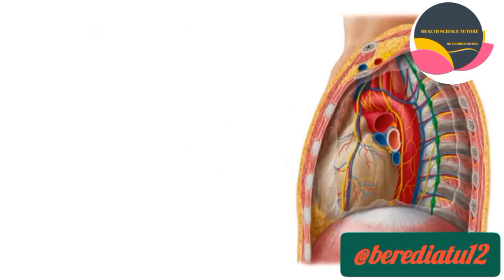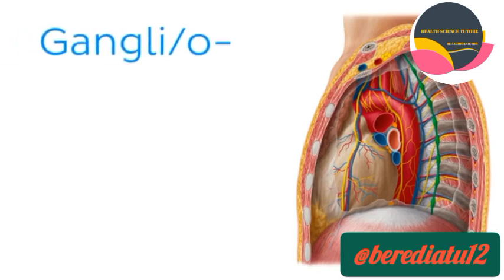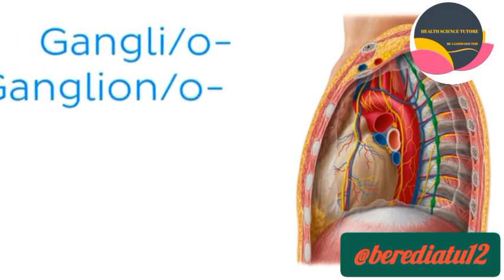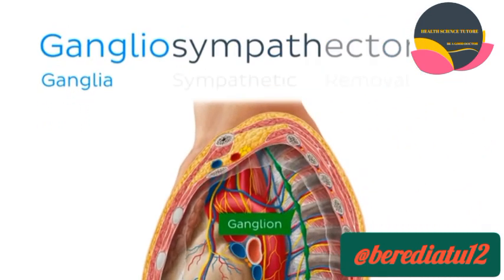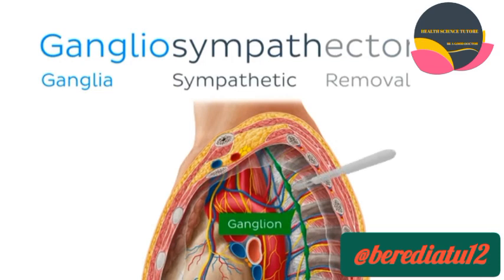And our final root word for this section of our tutorial is gangli or ganglio with the O at the end, or ganglion or gangliono with the O at the end, which of course refers to ganglia. These are oval-shaped structures in the peripheral nervous system which function as exchange or relay stations for nerve signals. Gangliosympathectomy is the procedure involving the removal of sympathetic ganglia.